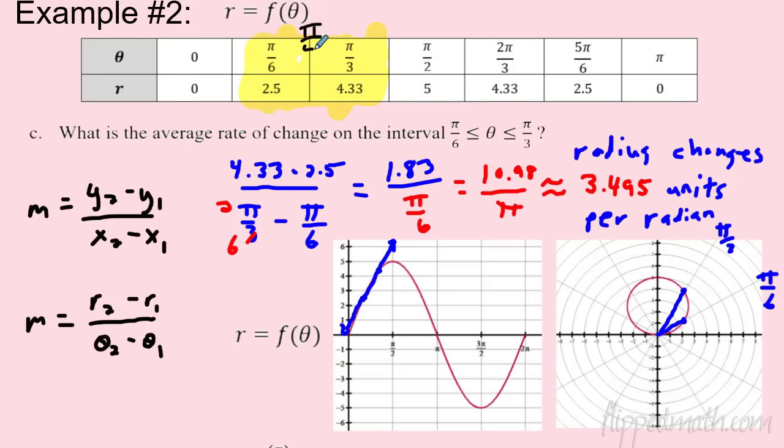So it's not on there. We don't know what this function is. We don't have this table, but we can estimate this point right here. So if I take a look at this picture, where's pi over 4 in my picture? Well, there was pi over 6, pi over 3.